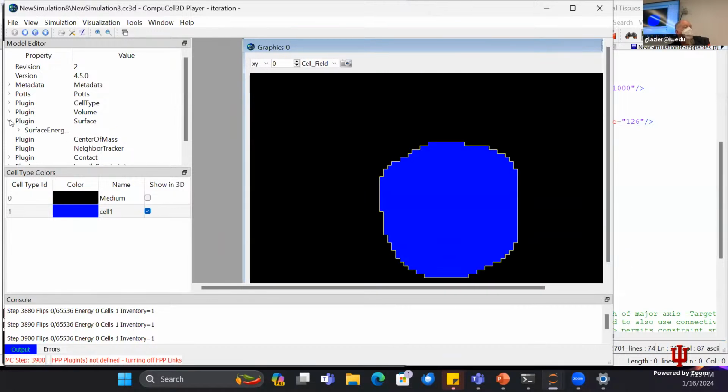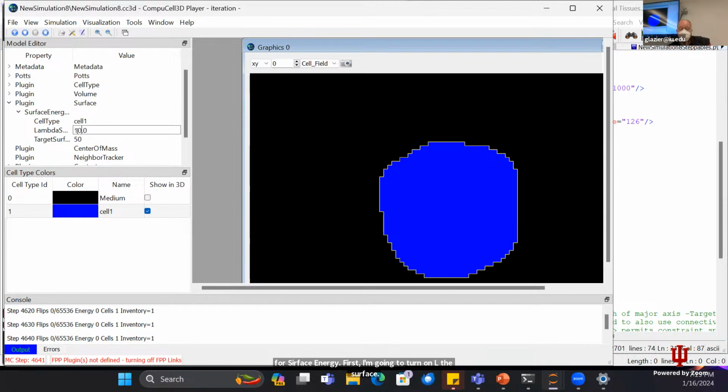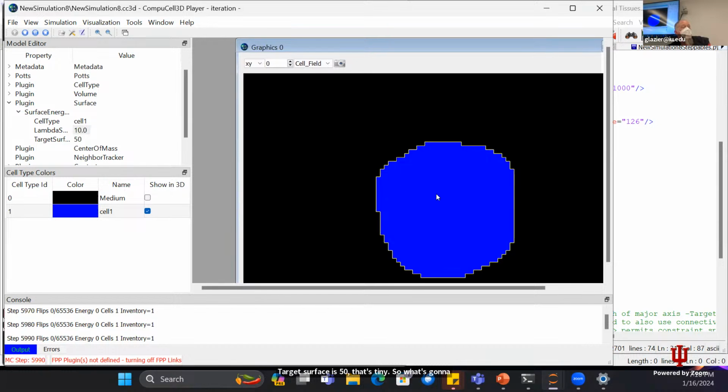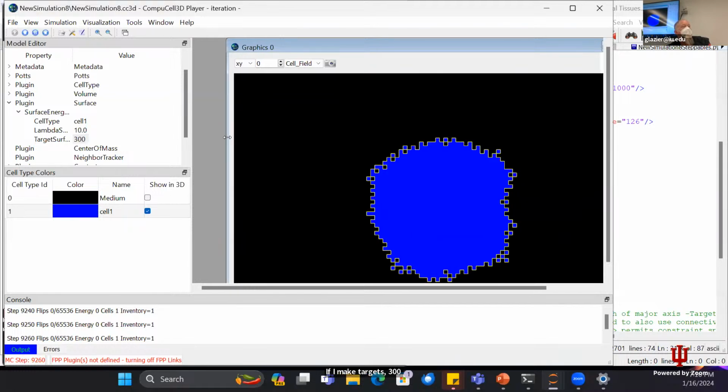Okay, so I'm going to go to Surface plugin. Let me hit pause for a second. Surface energy. First, I'm going to turn on lambda surface, make it 10. Target surface is 50, that's tiny. So what's going to happen? I seem to keep having to readjust the screen a little bit, it gets frozen. If I make target surface 300, that's not redrawing, that's my problem. If I make target surface 300, why is it not redrawing?